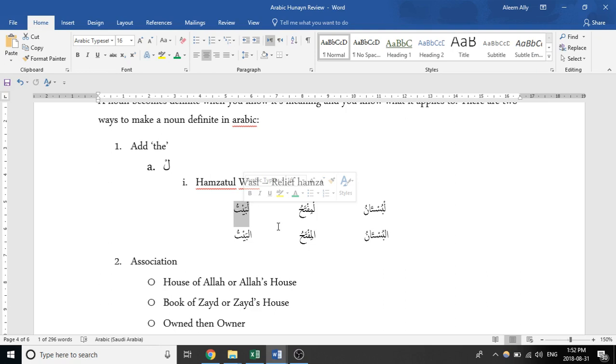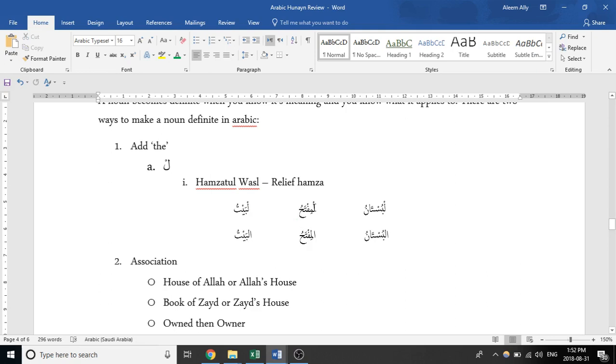That doesn't make any sense. What they do is add something called a hamzatul wasl, which is a hamza that comes before it, making an l sound. So al-baytu. The lam with the sukoon represents definiteness, but the alif is added so that you can actually pronounce it. It's called a hamzatul wasl, or a relief hamza.